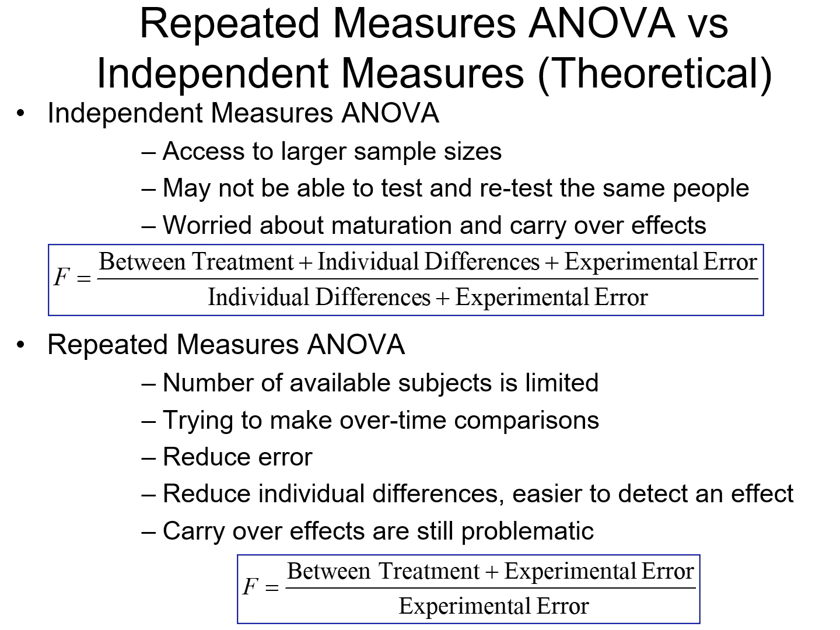Theoretically, when we're looking at the F, what we have at the top of the equation is basically all of the error, including the differences between the groups, divided by just the differences between the groups, and in both cases we have experimental error as well.